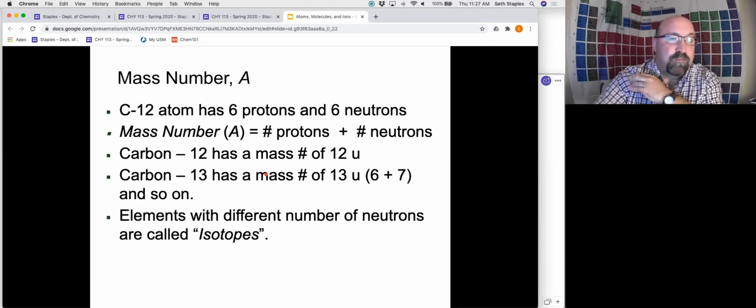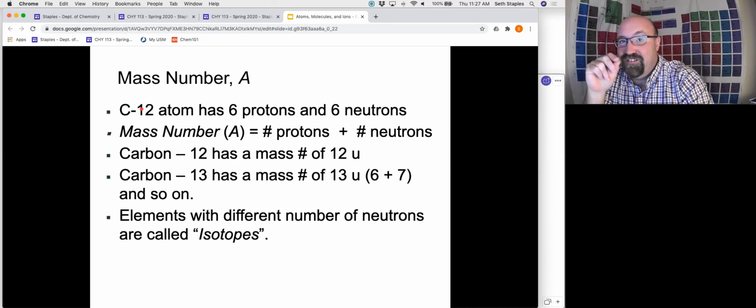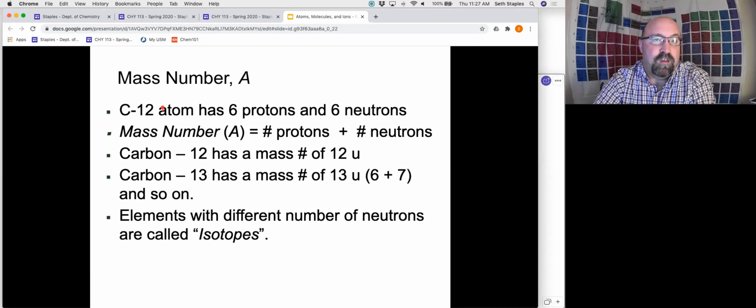And so, for instance, carbon-12, and that's what this notation means here. C for carbon, 12. So we're talking about what we call a carbon-12 atom. It means that our mass number of carbon-12 is 12. Now we know that the atomic number of carbon is 6. That's never going to change. That's what makes carbon carbon. And so if the atomic number is 6 and our mass number is 12, remembering that mass number is protons plus neutrons, that means in carbon-12, we must have 6 neutrons.